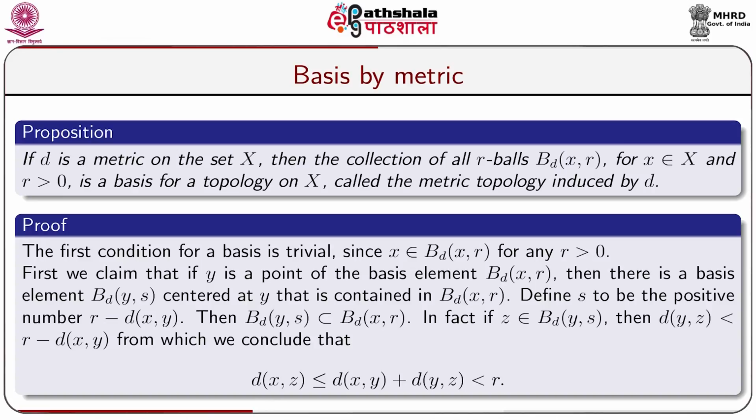And now we say that if y is a point of the basis element B_d(x,r), then there is a basis element B_d(y,s) centered at y that is contained in B_d(x,r). Let us define small s to be the positive number r minus d(x,y). Then B_d(y,s) is a subset of B_d(x,r), for if z belongs to B_d(y,s), then d(y,z) is less than r minus d(x,y), from which we can conclude that d(x,z) is less or equal to d(x,y) plus d(y,z), which is strictly less than r.